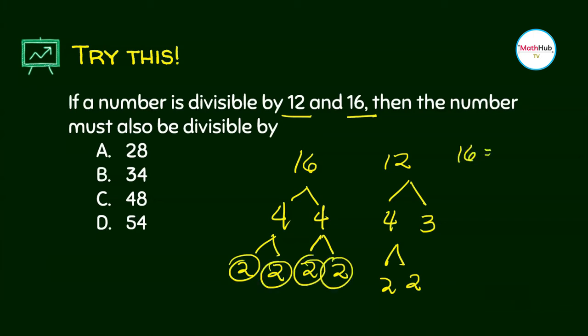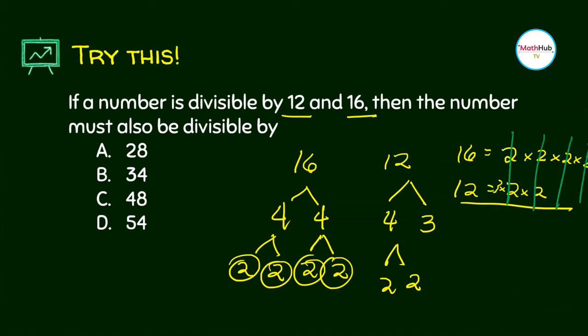So that means 16 is 2 times 2 times 2 times 2, right? And then 12 is 2 times 2 times 3 here. What is the LCM? You bring down everything, but make sure that you have the same number aligned. So that's 3 times 2 times 2 times 2 times 2. This is 16 times 3, so the answer is 48.